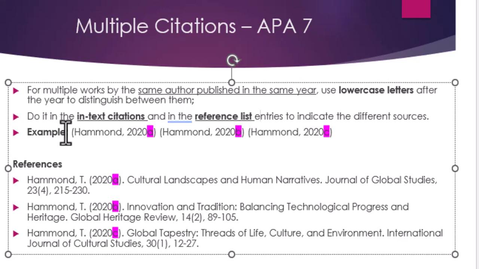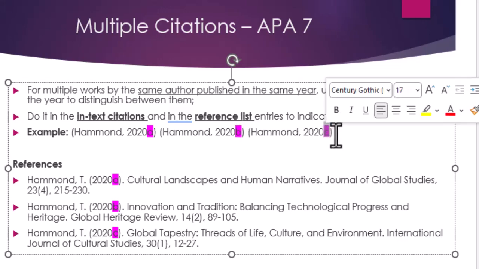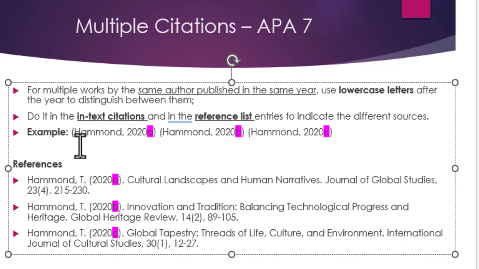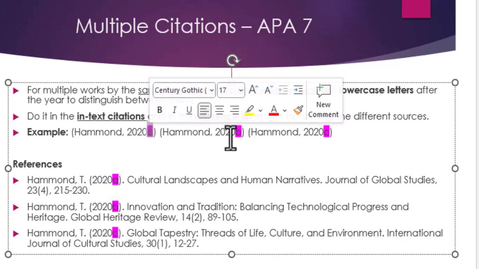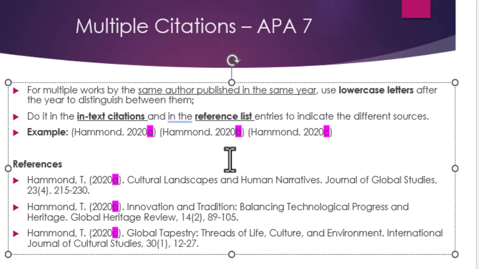So for instance, in in-text citation, we cited the first one whereby it is Hamburg 2020. You put a lowercase letter A. Then for the second citation, you differentiate it with a lowercase letter B, and then the third one a lowercase letter C. So it means that this person has 3 publications in year 2020. So the first one you noted by A, the second one you noted by B, the third one you noted by C.